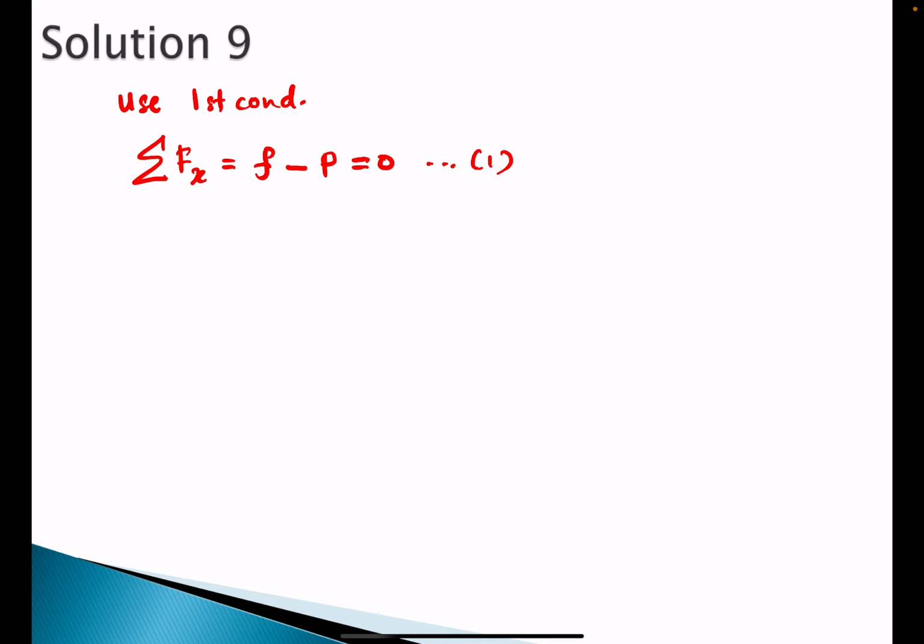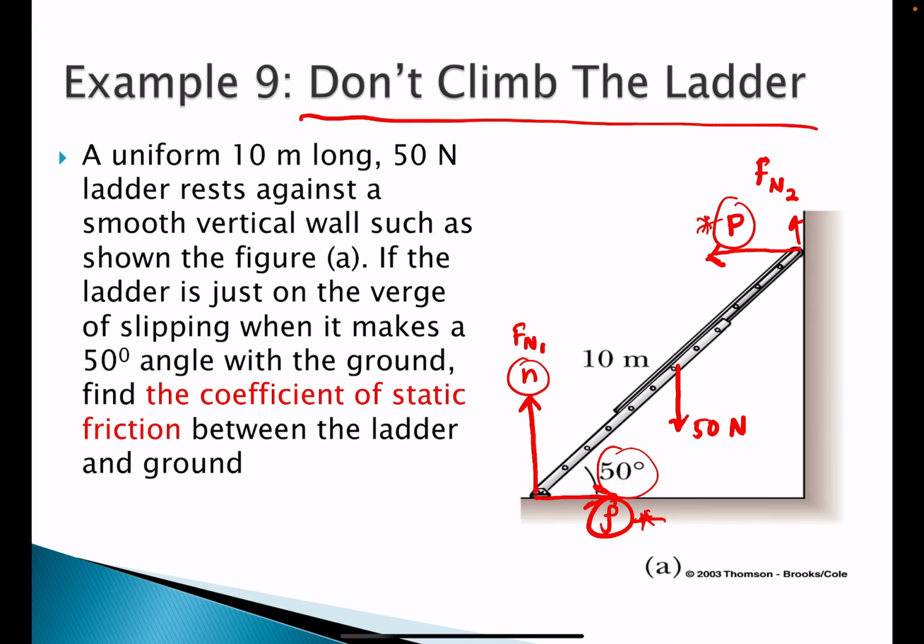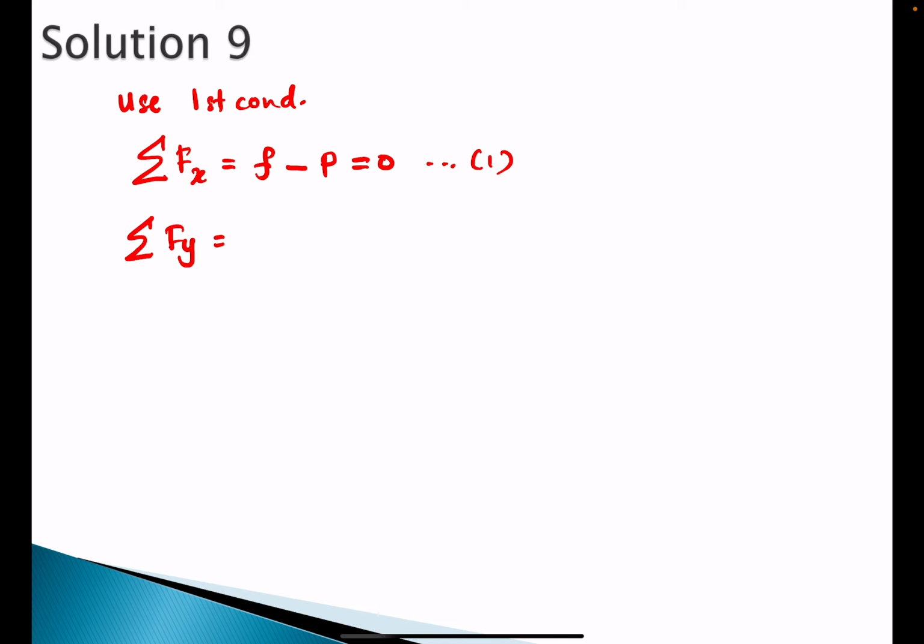And we look at the component y, Fy. The component y is the N, and also the 50 Newton. So that makes N minus 50 equals 0. This one is the second equation. So you already know that the N there is actually 50 Newton.